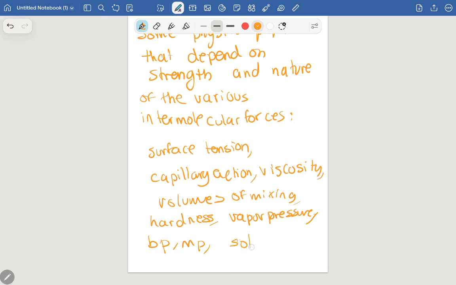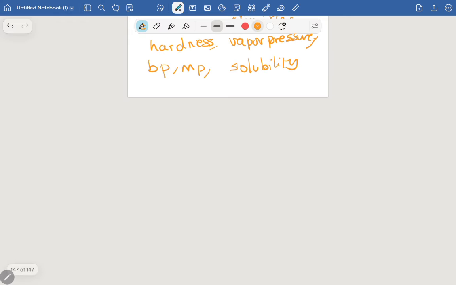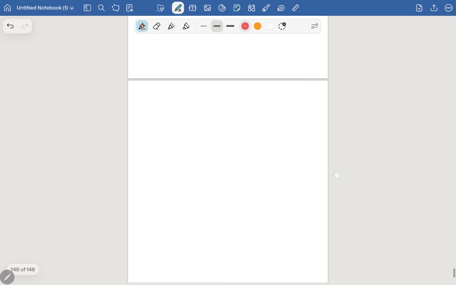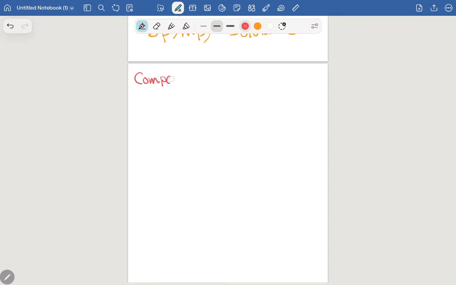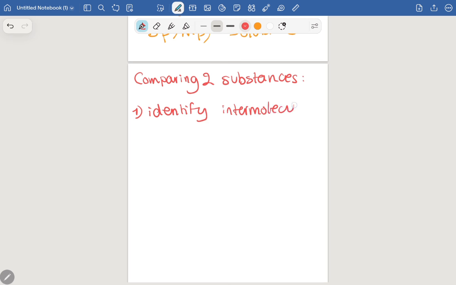Now, after this, what do we have? Oh yes, now it is a guide on how to compare two substances to see which is stronger. So when comparing two substances, you need to always follow these 3 steps. First thing is to identify the intermolecular forces in the substance. You need to identify every single intermolecular force, whether it's the LDF, the dipole-dipole, the hydrogen bonding, or the ion dipole. You need to list them all and state, okay, these are the intermolecular forces.